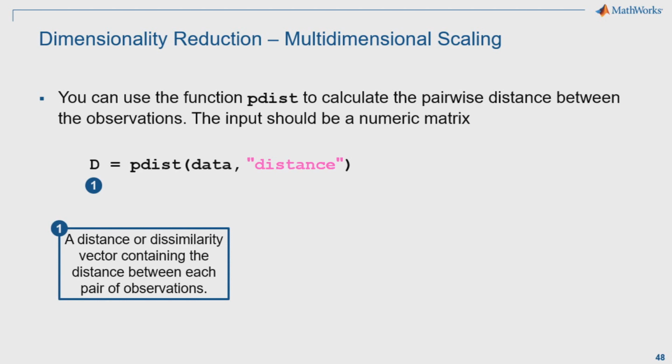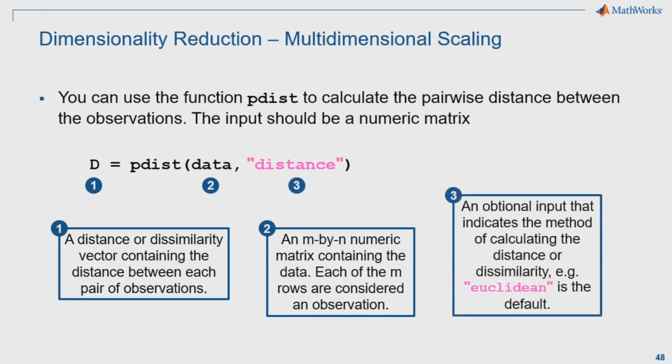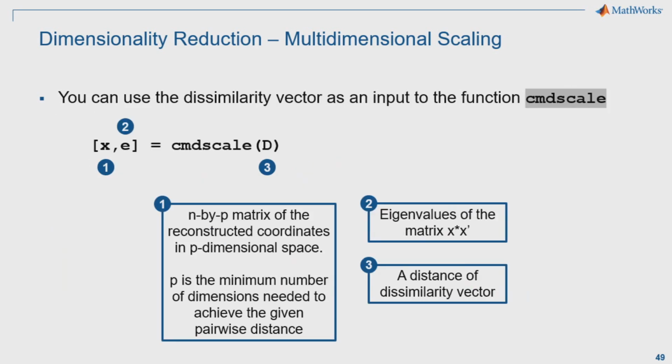So D, as I said, is the distance or dissimilarity. Here it is called a dissimilarity vector because, as I said, distance and dissimilarity have approximately the same meaning. Then you have the matrix of your data, and then, as I said, you have this optional parameter to specify the method to calculate distance, which is by default Euclidean.